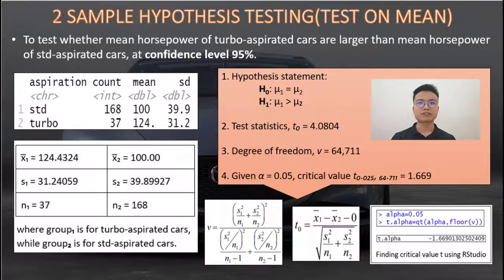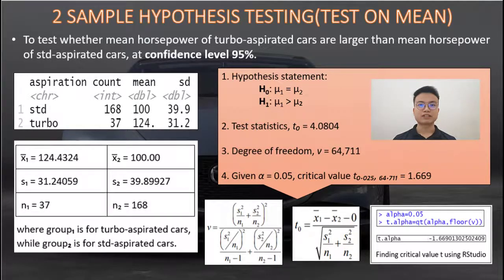For two-sample hypothesis testing, test on mean, we want to test whether the mean horsepower of turbo-aspirated cars is larger than the mean horsepower of standard aspirated cars at confidence level 95%. Firstly, we group the mean, standard deviation, and the observed frequency of turbo and standard aspirated cars in a table as shown on your left. We first state the hypothesis statement. For null hypothesis, mean 1 equals mean 2. Whereas for alternative hypothesis, mean 1 is larger than mean 2.